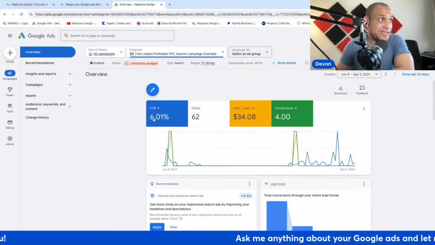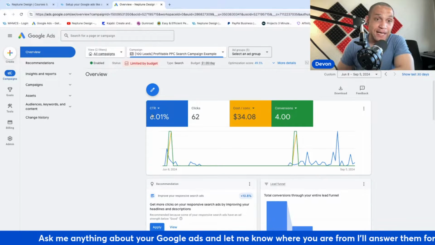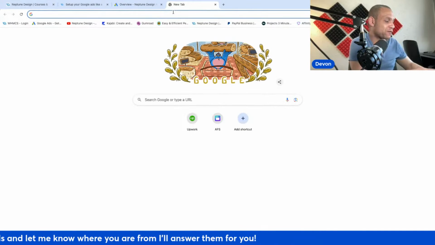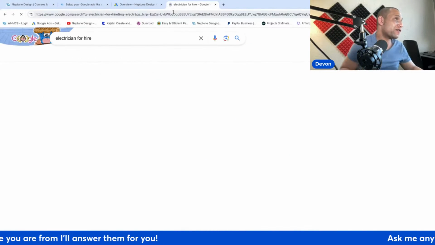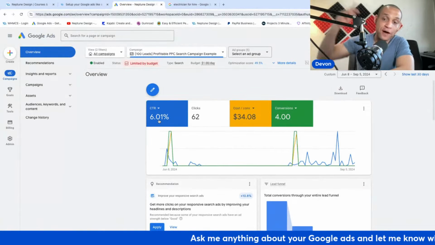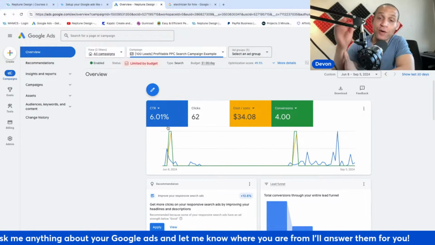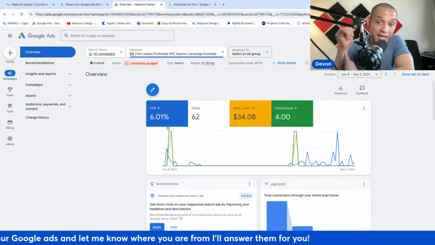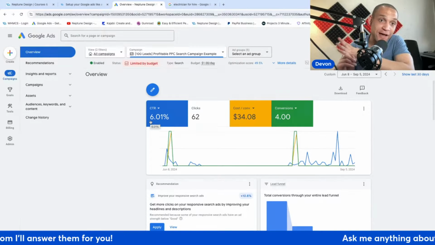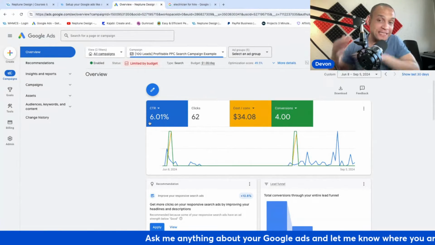If my click-through rate is above 5%, then I know that the ad is fine. It's worded fine. When I say the ad, I mean the actual wording of the ad. So I'll show you an example. If I go over here and I say electrician for hire, you see all of these ads. If I see a click-through rate above 5%, then I know that the ad is well written. So I don't have to worry about ad copy. If the click-through rate is bad, 1%, 2%, less than 5%, I know I need to work on the ad copy first before I even dive deeper into the ads.